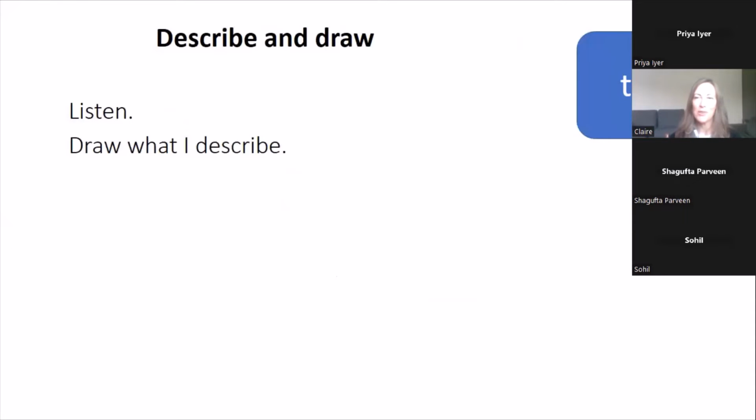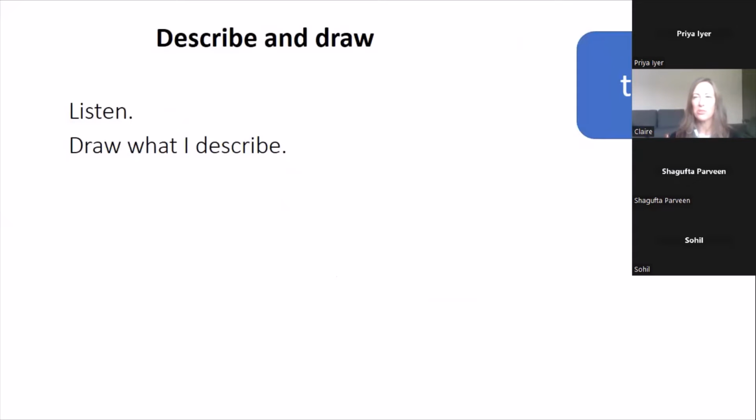So you need your pen and paper this time. You can't do this in the chat, I'm afraid. If you don't have it, just draw it in your mind. So I'm going to describe a picture. Listen and draw what I describe. Ready? I'd like you to draw a tree with a big, thick trunk, lots of leaves at the top.